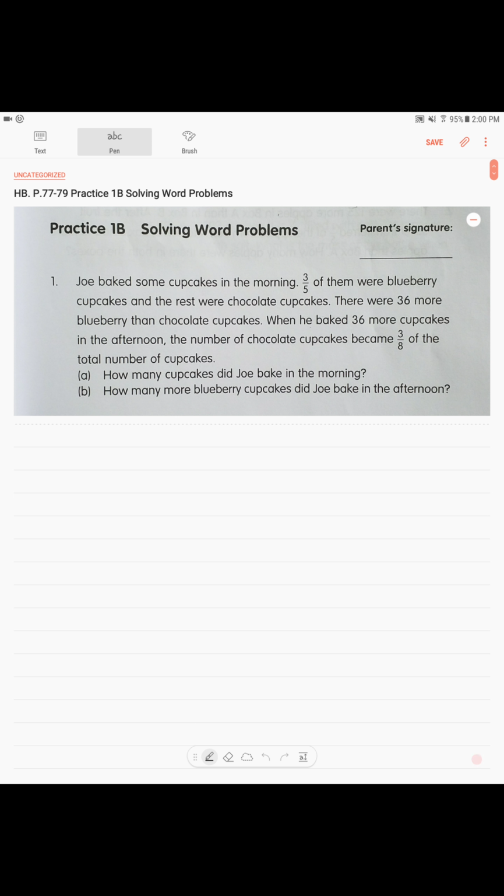Alright, challenging practice 1B, solving word problems. Number 1. Joe baked some cupcakes in the morning. 3/5 of them were blueberry cupcakes and the rest were chocolate cupcakes. There were 36 more blueberry than chocolate cupcakes. When he baked 36 more cupcakes in the afternoon, the number of chocolate cupcakes became 3/8 of the total number of cupcakes. Okay, so they ask us, number 1, how many cupcakes did Joe bake in the morning?